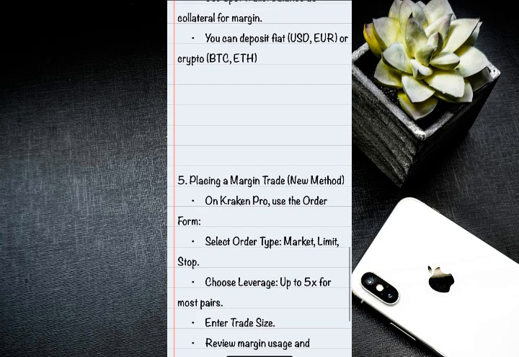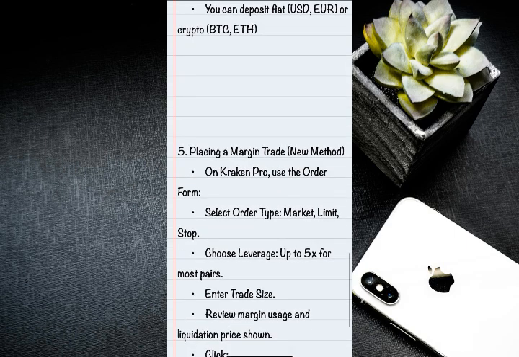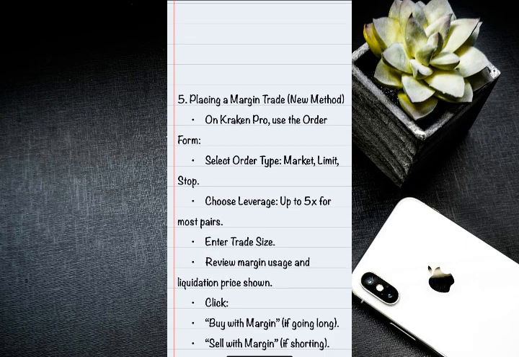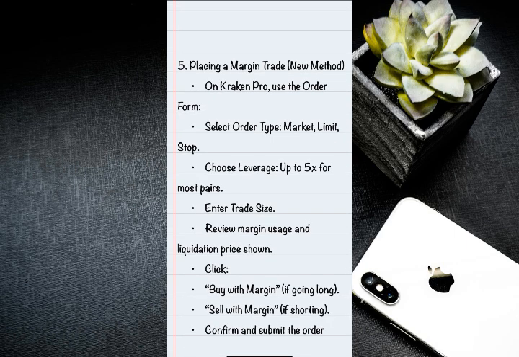Then after that you have to place a margin trade. So open your Kraken Pro, use the order form, then select order type, then from there click on market, limit or stop loss, then choose the leverage, up to 5 times for most pairs, then enter the trade size, then review the margin using the liquidation price shown.